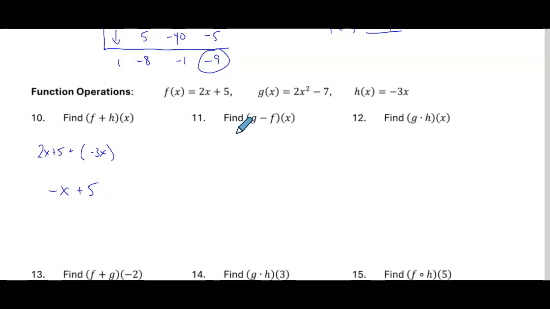g minus f. So g minus f says take function g, which is 2x squared minus 7, and subtract function f. And I'm going to keep it in parentheses because I don't want to forget to subtract all the parts. So I have a 2x squared. I have a minus 2x. And then minus 7 minus 5 is minus 12.